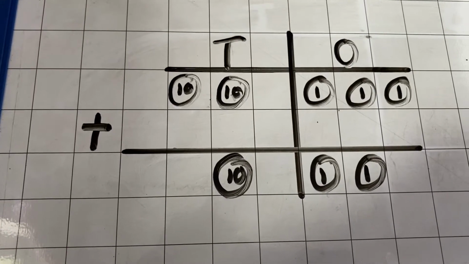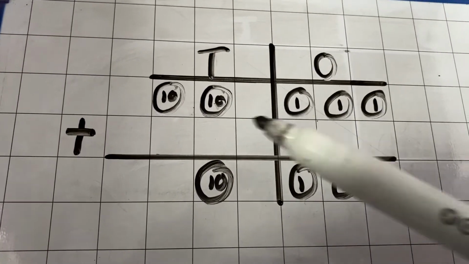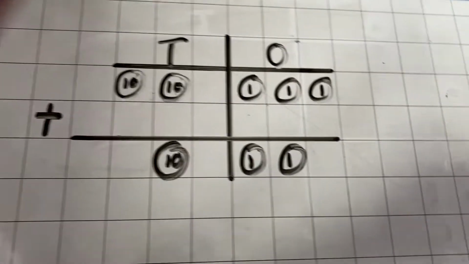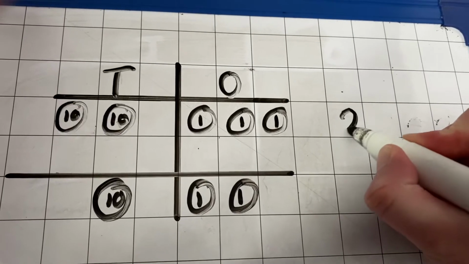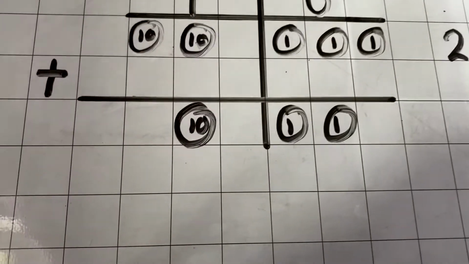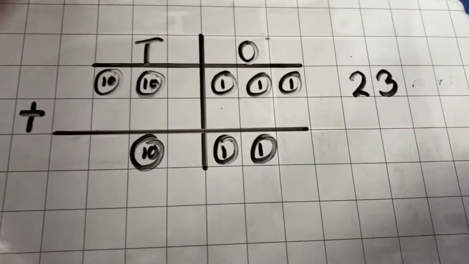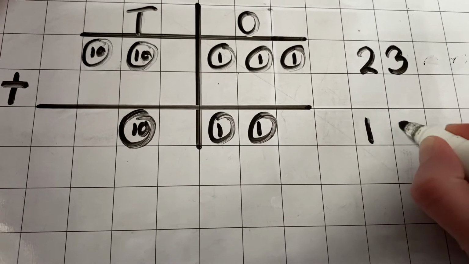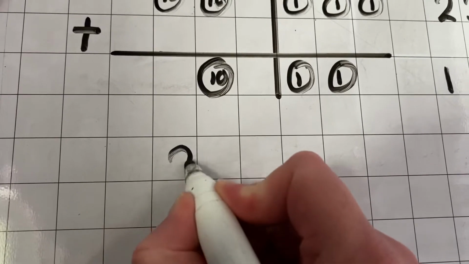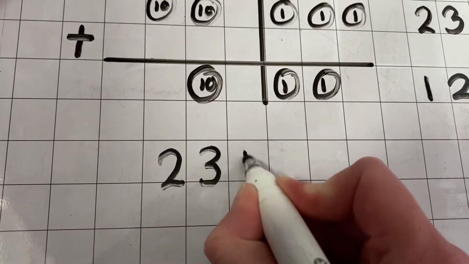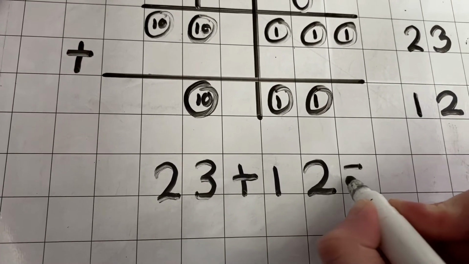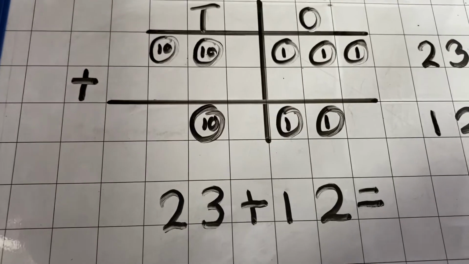For example, here we have our place value grid. I have drawn 2 tens and 3 ones. Therefore, I would have 23. And here I have 1 ten and 2 ones. So I have 12. My calculation would be 23 add 12. It's really important that the children practice writing the calculation as a number sentence.